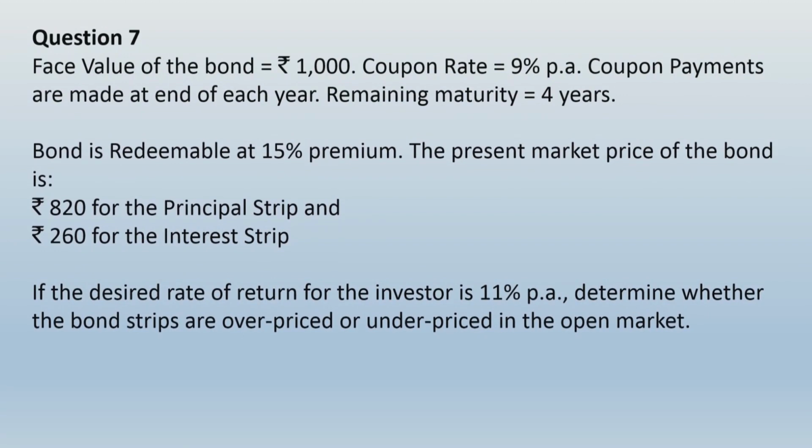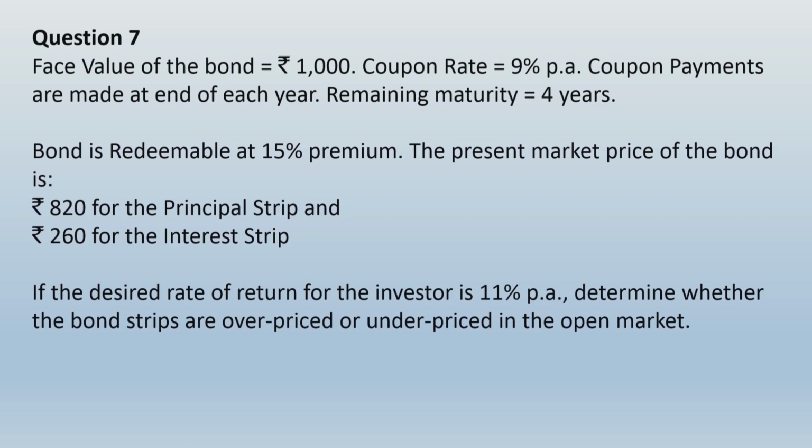Face value of the bond rupees 1000, coupon rate 9%, coupon payments are made at end of each year, remaining maturity is 4 years. Bond is redeemable at 15% premium. Present market price of the bond is rupees 820 for the principal strip and rupees 260 for the interest strip. If the desired rate of return for the investor is 11% per annum, determine whether the bond strips are overpriced or underpriced in the open market.